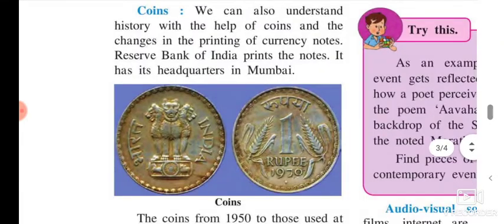In that, the first one is coins. We can also understand history with the help of coins and changes in the printing of currency notes. The Reserve Bank of India prints the notes. It has its headquarters in Mumbai.